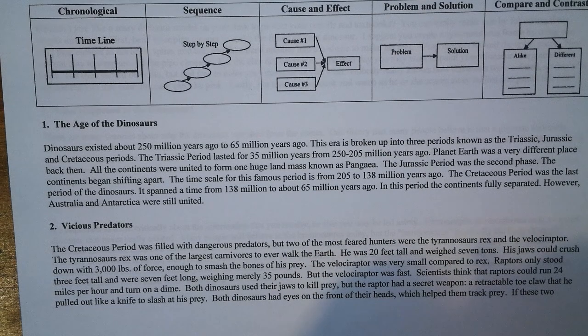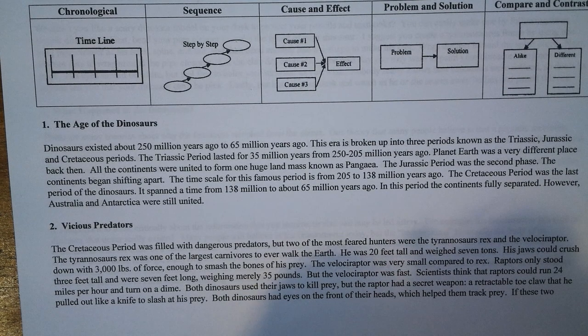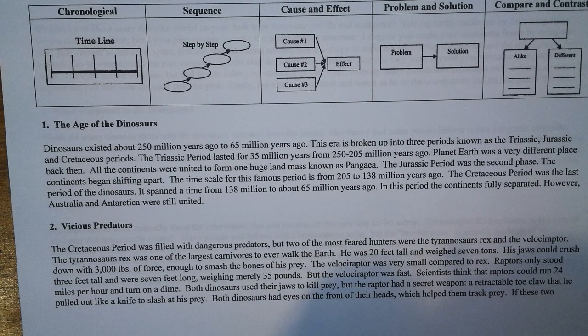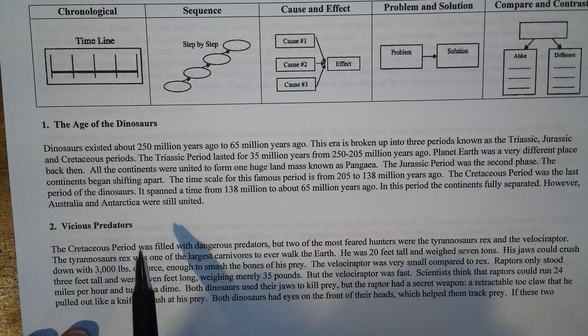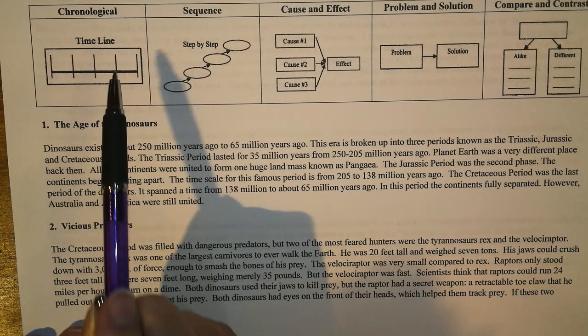The Jurassic period was second phase. The continents began shifting apart. The time scale for this period is about 205 to 138 million years ago. The Cretaceous period was the last period of the dinosaurs. It spanned from 138 million to about 65 million years ago. In this period, the continents fully separated. However, Australia and Antarctica were still united. So what have we got here? We have a timeline. So the answer to number 1 is this is chronological.